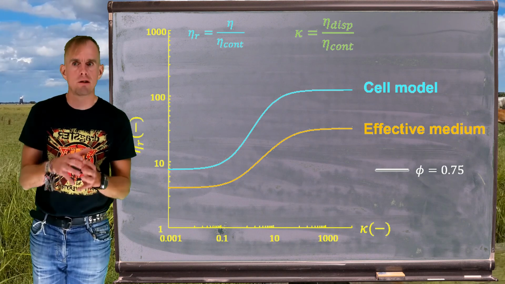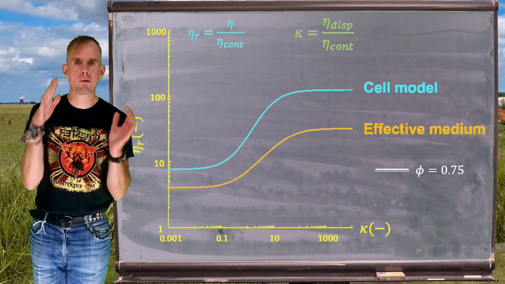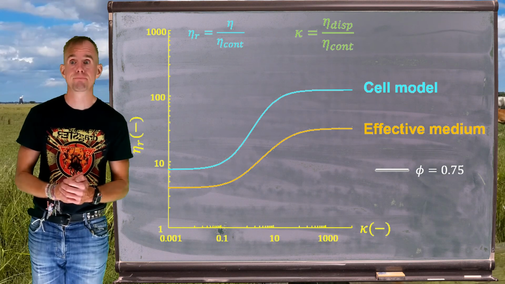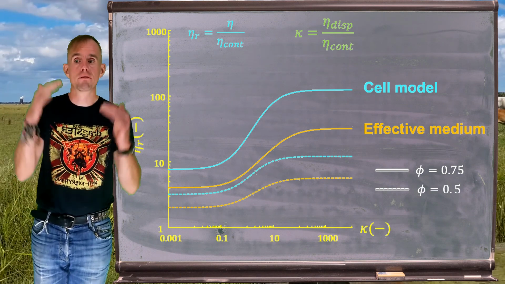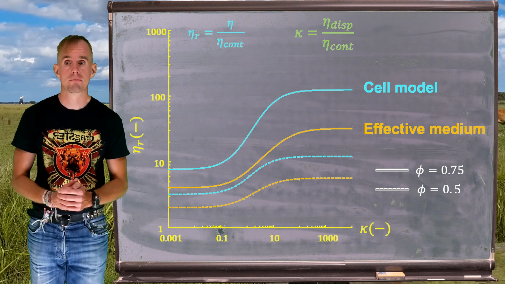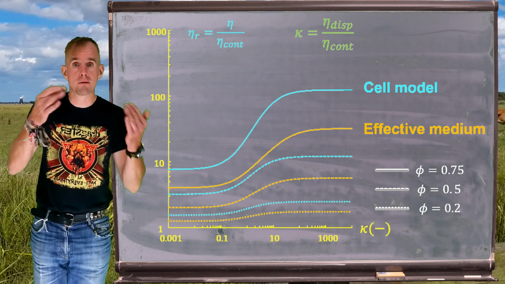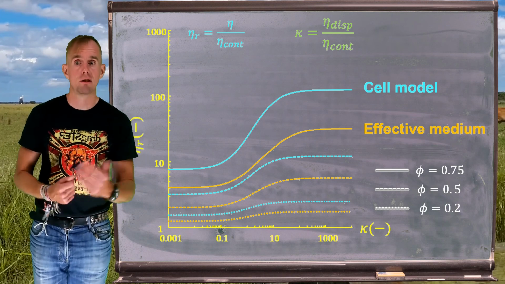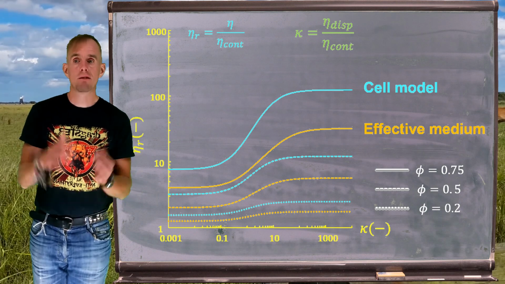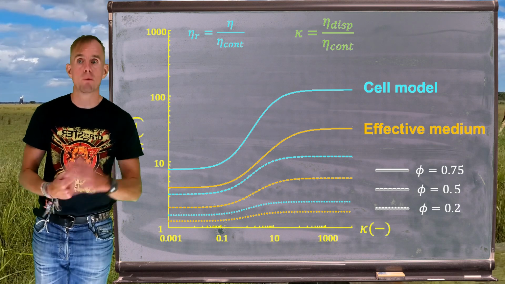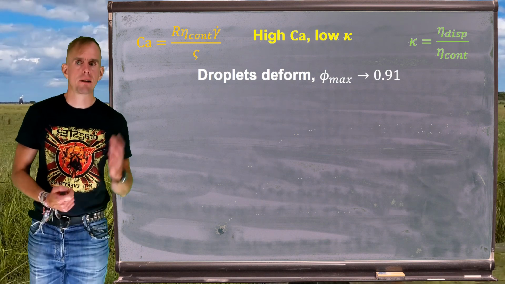Yes, it will depend on the system that you're observing, but there's a generalisation there that sort of stands true. So you effectively have an upper bracket and a lower bracket to behaviour. As we reduce volume fraction, let's say from 0.75 to 0.5, the relative viscosity prediction also reduces. And if we reduce that volume fraction further, from 0.5 to 0.2, again we see that the relative viscosity starts to approach that of the continuous phase. So, two approaches, cell models and effective mediums, and one forms kind of an upper bracket, one forms kind of a lower bracket. Okay. Let's now look at high capillary number.